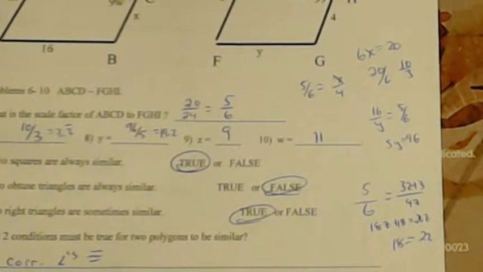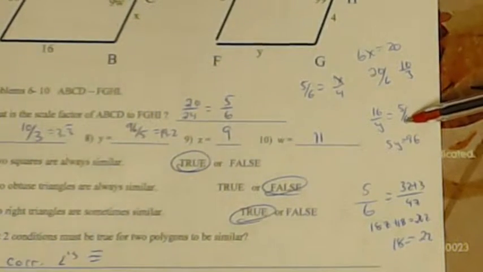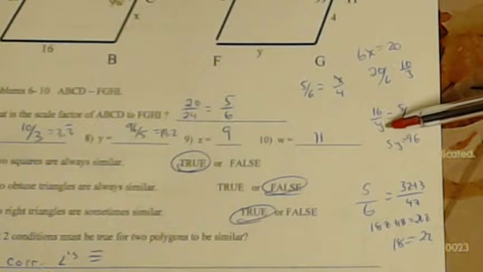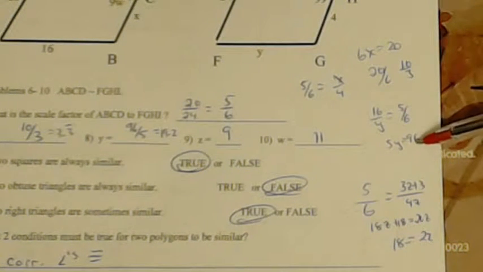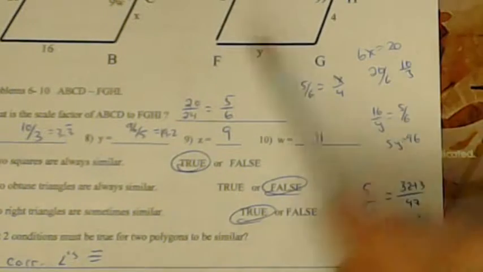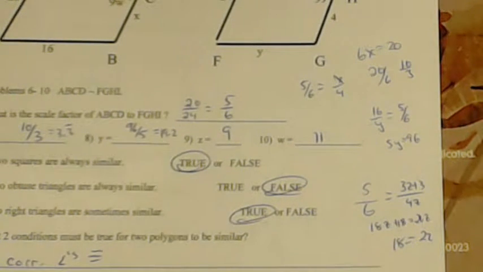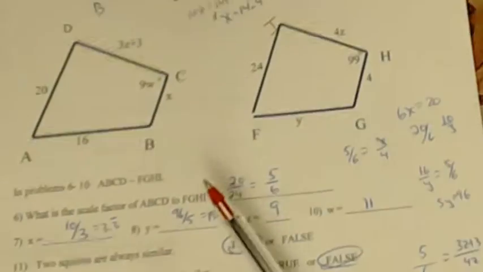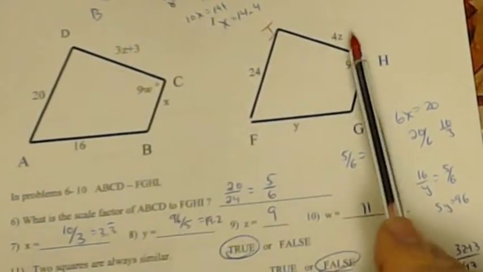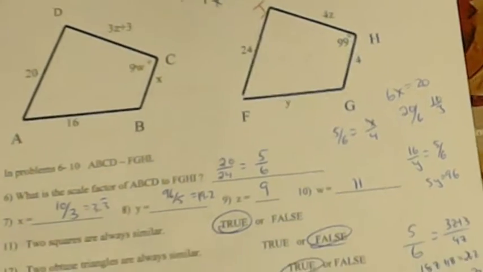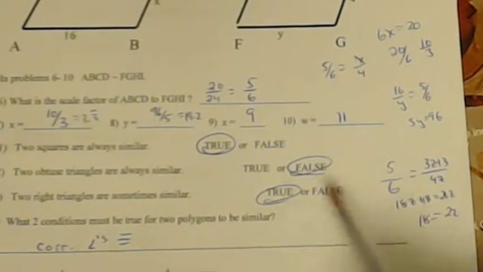Over here, I take that same 5 over 6 and I set it equal to 16 over y. Cross multiply and solve, and we get y is equal to 96 over 5, which is 19.2. To find the value of z, again, we're going to use that 5 over 6. 5 over 6 is going to equal 3z, we've lost the picture of the top there, equals 3z plus 3 over 4z. And when we cross multiply and solve down here, we get that z is equal to 9.